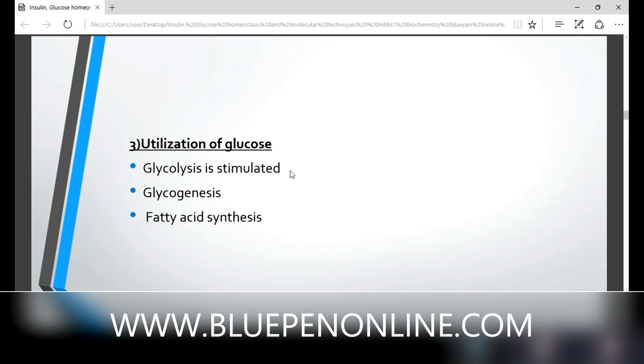Glycolysis is connected with carbohydrate metabolism, right? Glucose gets converted into something. I will give you the explanation. There is aerobic glycolysis and anaerobic glycolysis. In case of aerobic glycolysis, glucose can be converted to pyruvate. In anaerobic condition, glucose is converted to lactate, lactic acid.